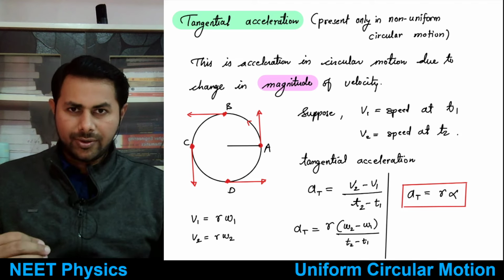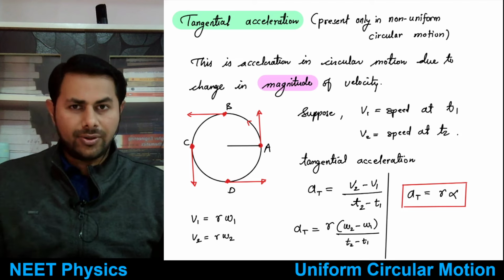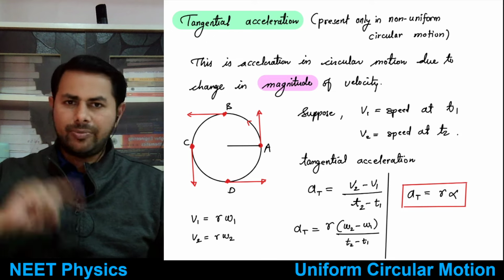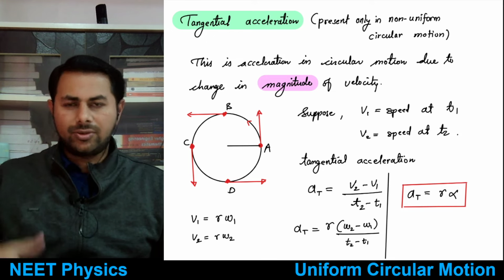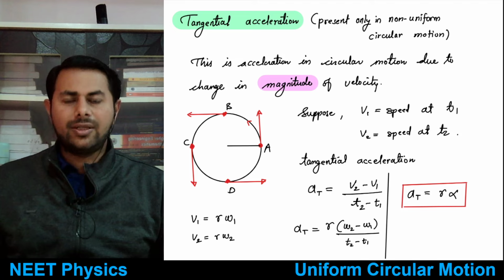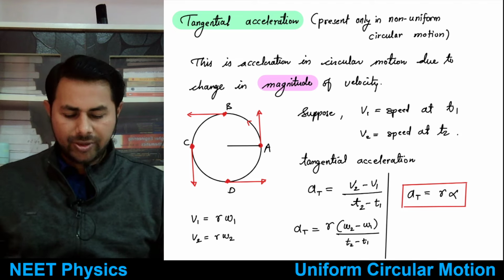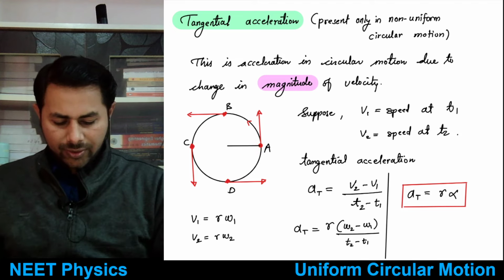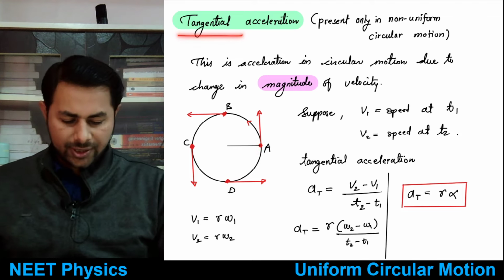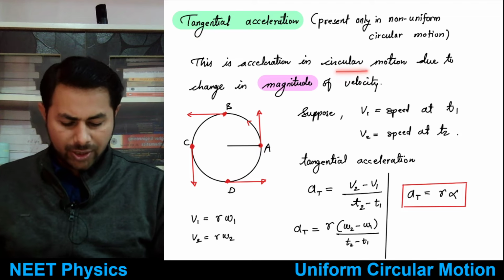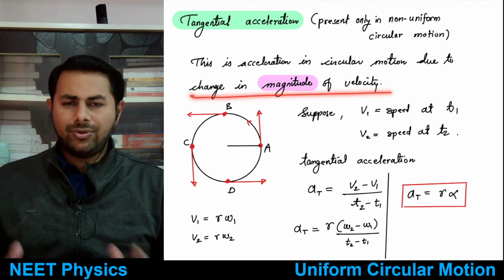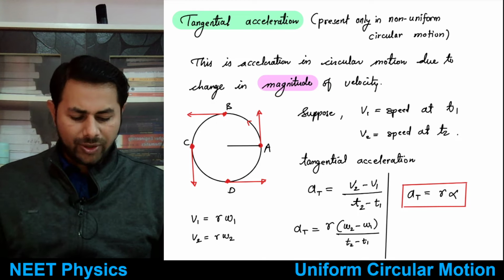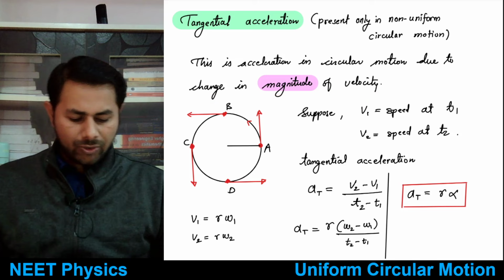And if there is a change in the magnitude of this tangential velocity, earlier suppose it was 1 meter per second, now it's 2 meters per second, then there would be acceleration, right, because of the change in magnitude of this tangential velocity. So tangential acceleration is the acceleration in circular motion due to the change in magnitude of velocity. Now how to find it out?